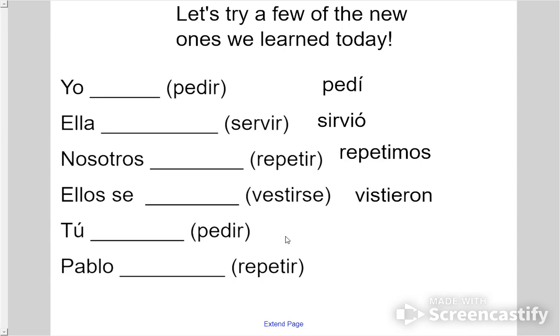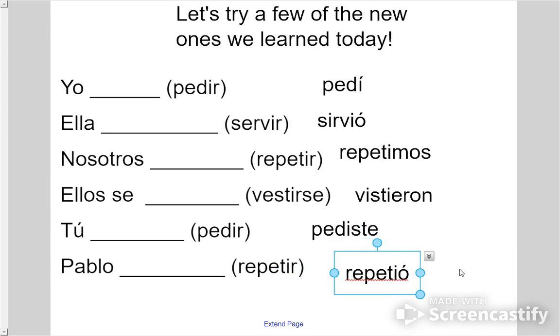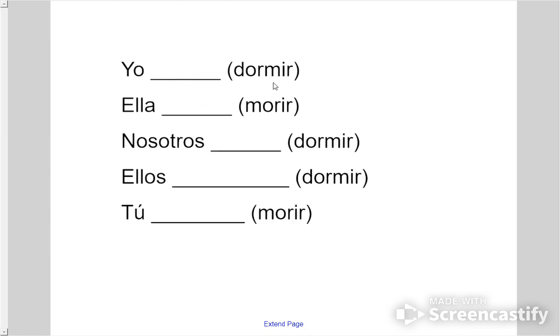Tú with pedir. Pediste. That's normal. And Pablo with repetir. You would want to say repetió, like that. But since it's a he or she, you're going to have that stem change. Repitió. Yo with dormir. Why don't you pause the video and see if you can try these? These are the O to U stem changers. Pause the video and then check your answers.